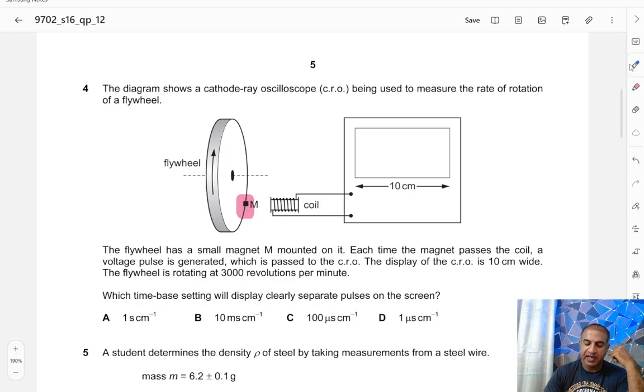Anyways, the flywheel has a small magnet M mounted on it. Each time the magnet passes a coil, a voltage pulse is generated, which is passed to the CRO. The display of the CRO is 10 centimeters wide. So that means from here to here we have 10 centimeters. The flywheel is rotating at 3000 revs per minute, revolutions per minute.